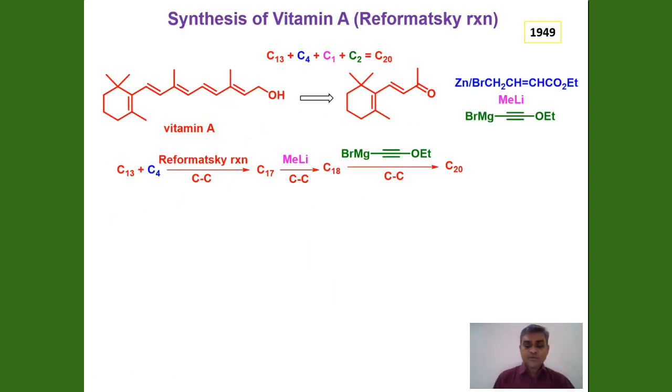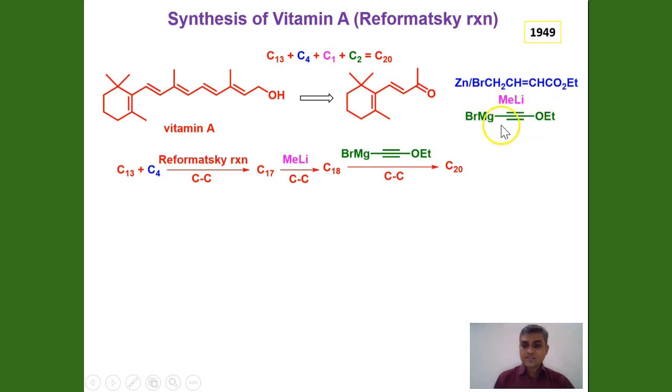Now another proof for the structure of vitamin A comes from synthesis. The synthesis of vitamin A was proposed on the basis of organometallic chemistry, and it was reported in the year 1940. Vitamin A can be prepared from beta ionone. There are 20 carbon atoms, and out of 20, 13 are coming from beta ionone. So from beta ionone one can reach the structure of vitamin A very easily, and for that we have to now add 7 carbon atoms, and these 7 carbon atoms are coming from organometallic reagents.